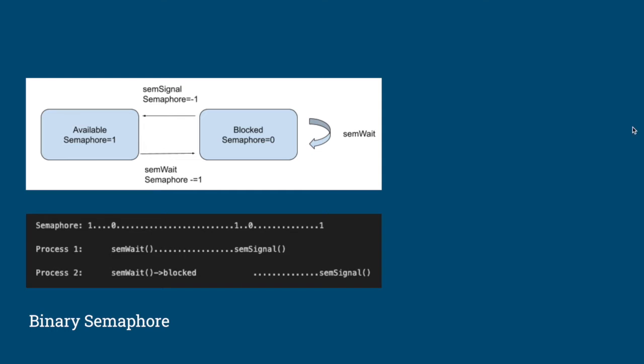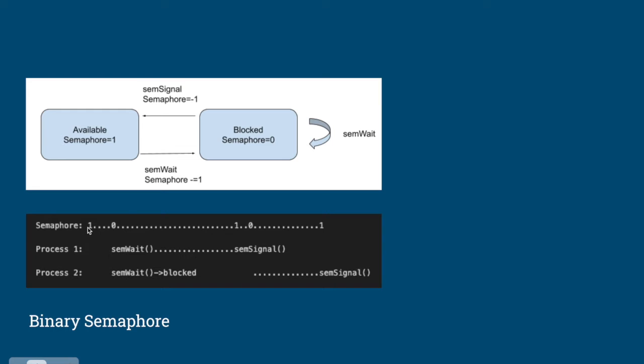So here, as you can see in this chart, if the semaphore is available, it has a value of 1. If a process or thread called semWait, we decrement that value, and it has the value of 0. And if another process tries to call semWait while the semaphore has a value of 0, it will stay blocked until that value becomes 1 again. So it will stay blocked and wait in a queue until it becomes unblocked, and then it will become available.